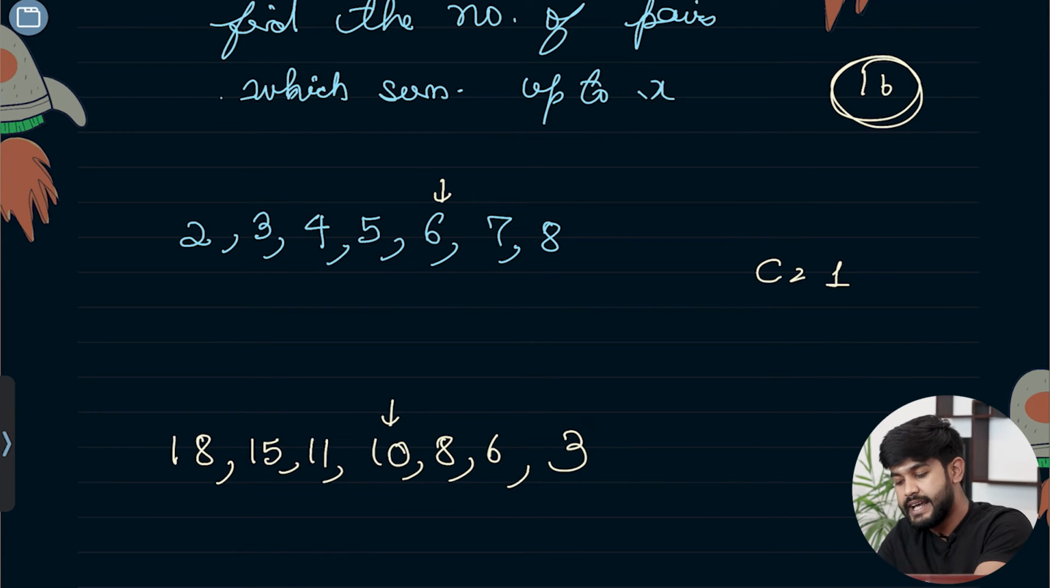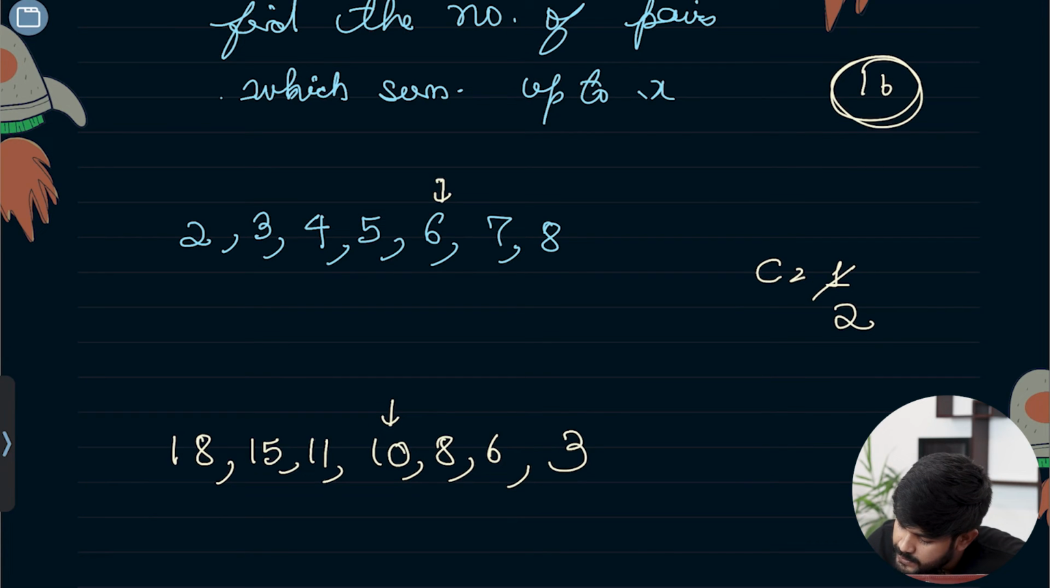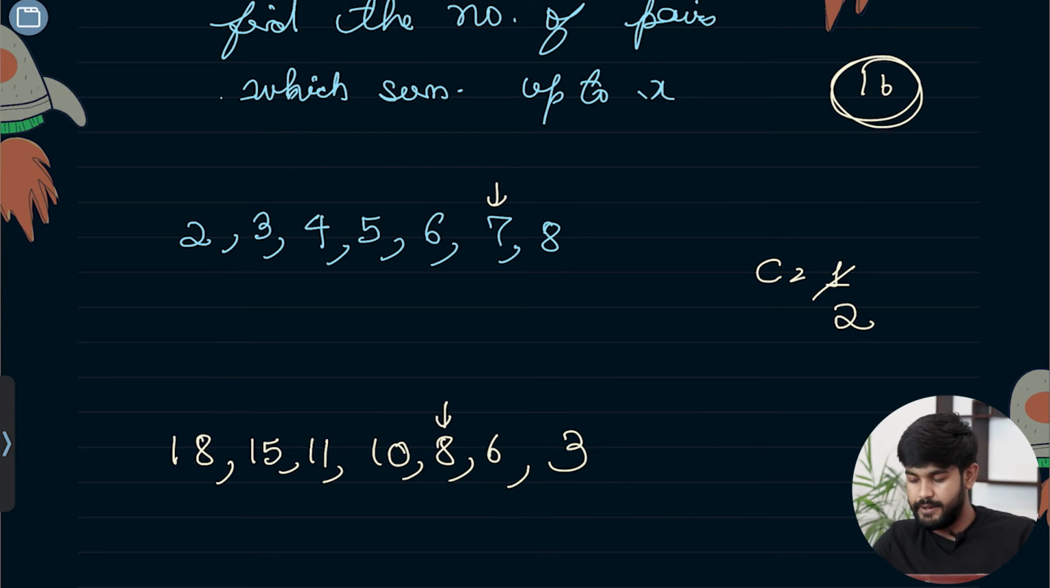So now 10 plus 6 is equal to 16. So we need to increase the pointer and we need to make this go high. Now 8 plus 7, that is 15, it is less. So we need to increase the value. To increase the value, we need to go on that side. Now 8 plus 8 is equal to 16.